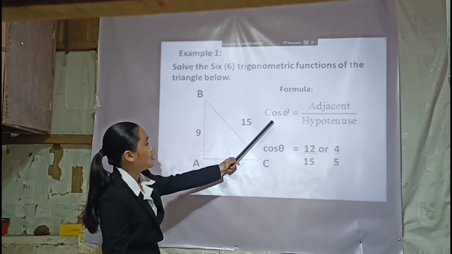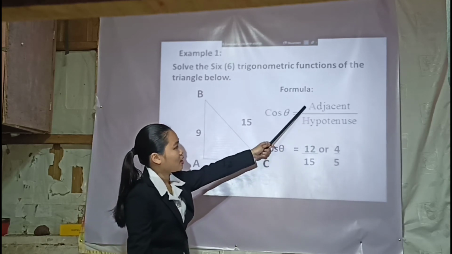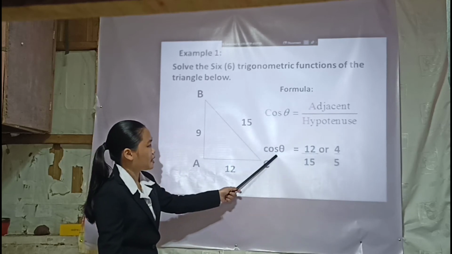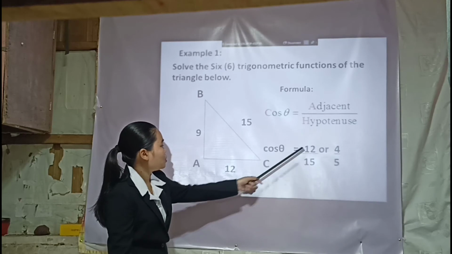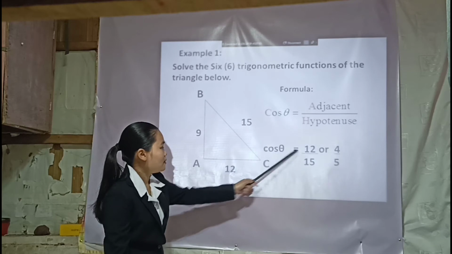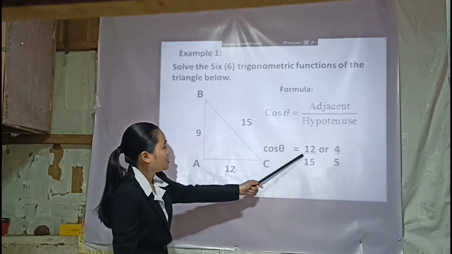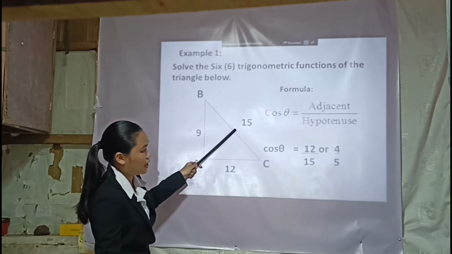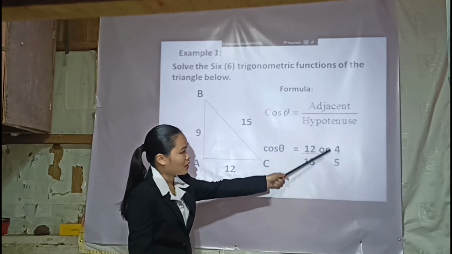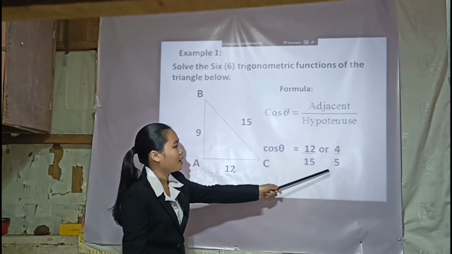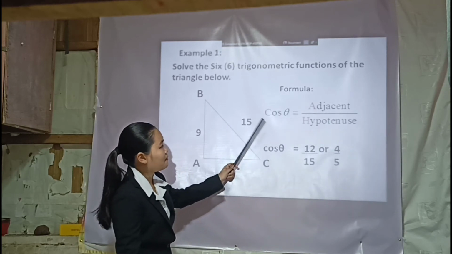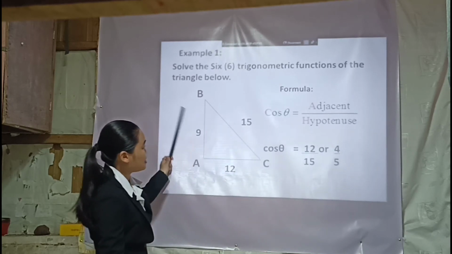So, the formula is cosine theta equals adjacent over the hypotenuse. So, cosine theta equals 12, which is the value of the adjacent. Let's substitute 12 over the hypotenuse, which is 15. And we will reduce it to the lowest term so that we can find the 4 over 5 by dividing by 3. So, 4 over 5 is the value of cosine theta in this figure.